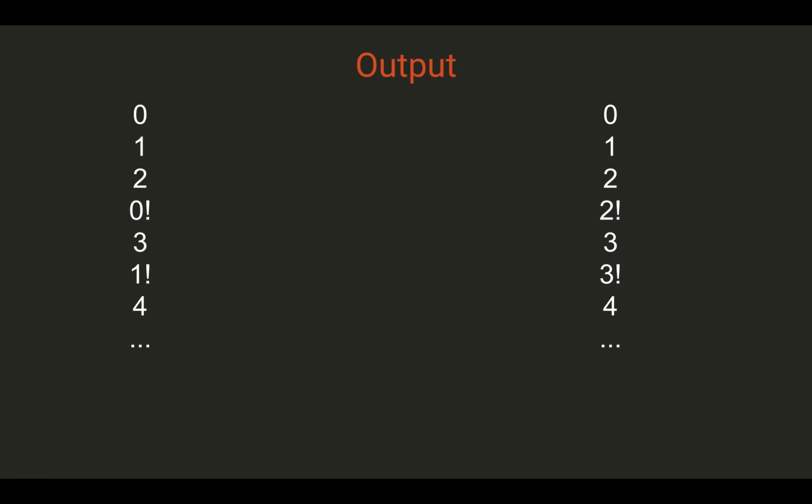The two options of what we might see in the output are 0, 1, 2, and then the second observer joins in and it starts at 0 with the exclamation point, 3, 1 exclamation point, 4, on and on and on. And the second possibility is 0, 1, 2, and then the second one joins in and it gets the same value that the first one had, so it gets 2 exclamation point, then 3, 3 exclamation point, 4, on and on. And what we'll see is with the code we wrote that we get the first one.